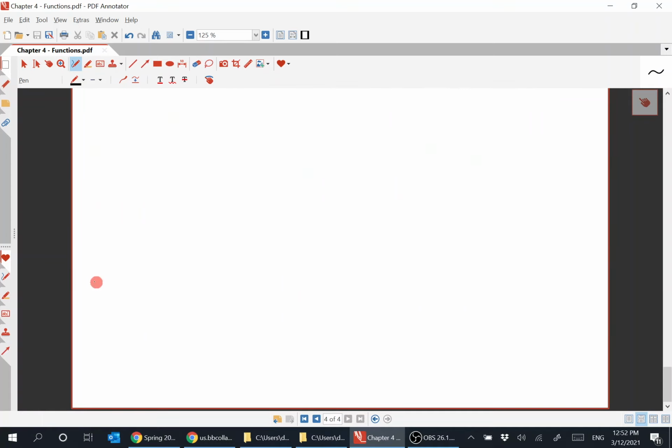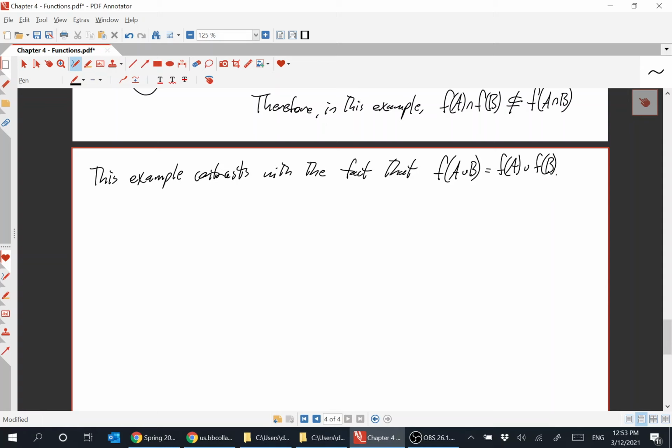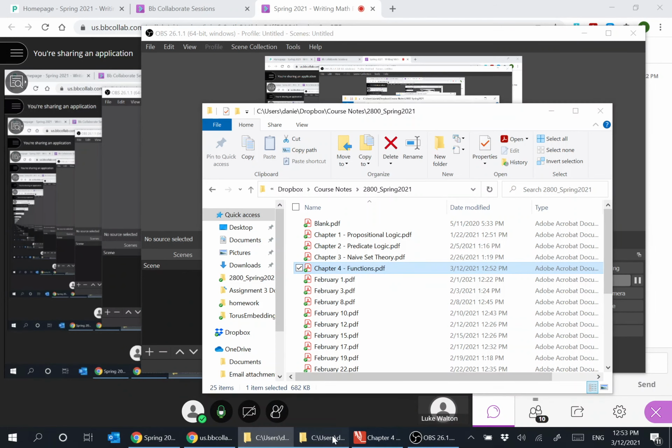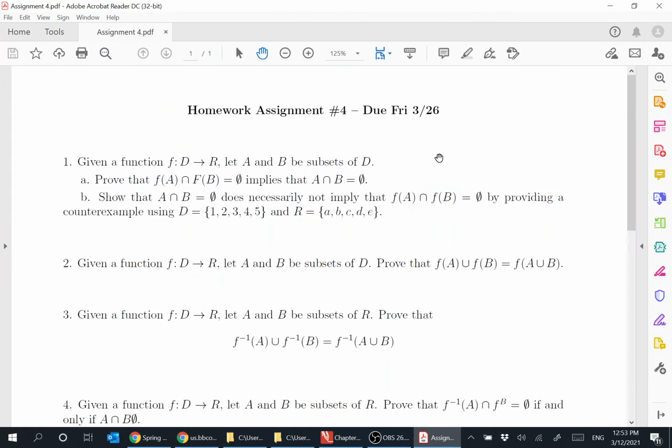This is in contrast to the fact that the image of A union B is equal to the image of A union the image of B. You would prove that by showing that the image of A union B is a subset of the image of A union the image of B, and the image of A union the image of B is a subset of the image of A union B. And that's one of your homework problems. That is homework problem number 2.